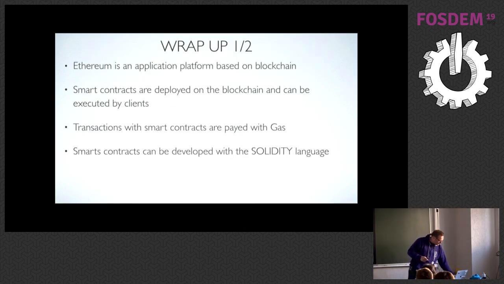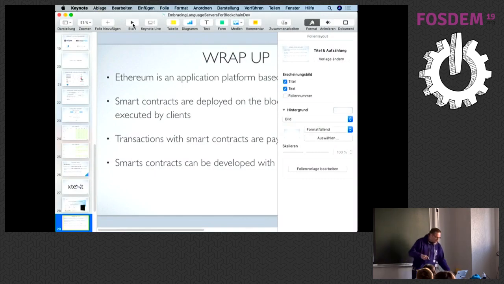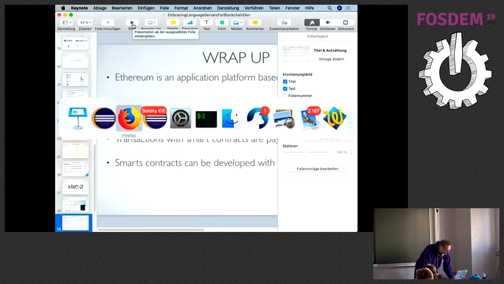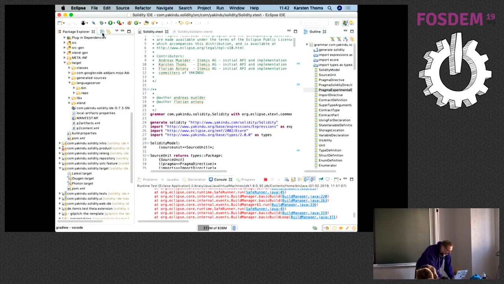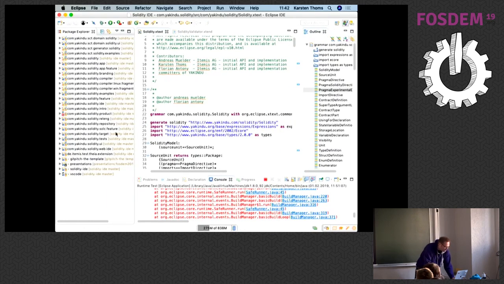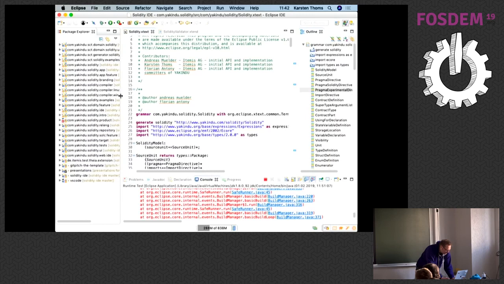So I will now dig a little bit into the code to give you an impression of what's behind that to build a language server for Solidity. And this is our development environment. See, it's quite a bunch of projects that we have here, but there's one project that is most important, which contains the language definition.